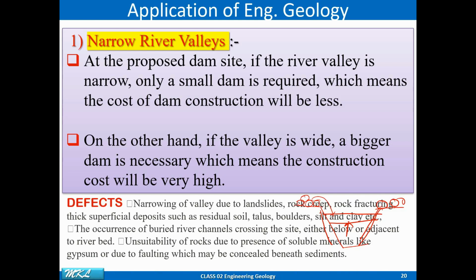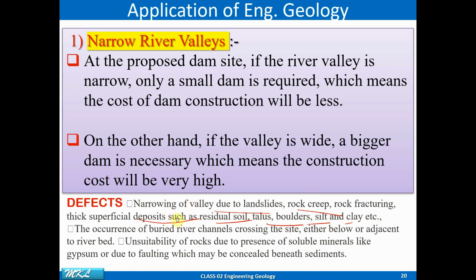सो व्हाट आर द डिफेक्ट्स? सो नैरोइंग रिवर वैली ड्यू टू द लैंडस्लाइड, रॉक क्रीप. रॉक क्रीप means slowly the rock is deforming, rock fracturing, thick superficial deposits such as residual soil, talus, boulders, silt, clay, etc. ये रहता है तो दिक्कत हो जाता है.